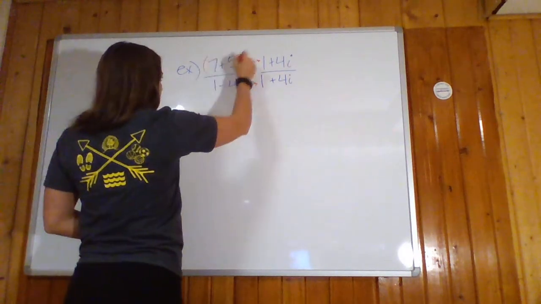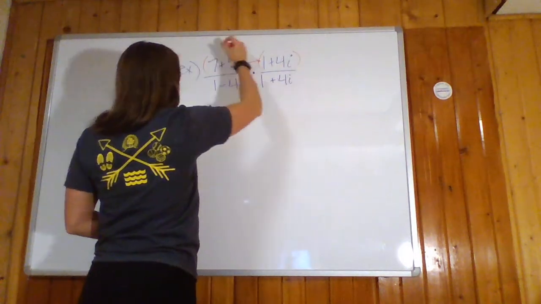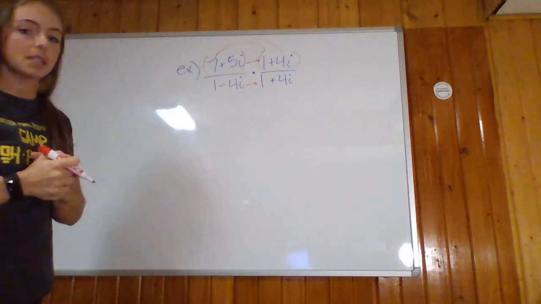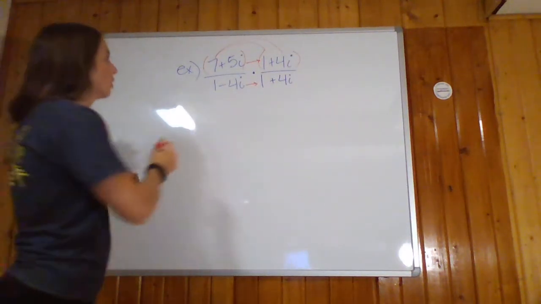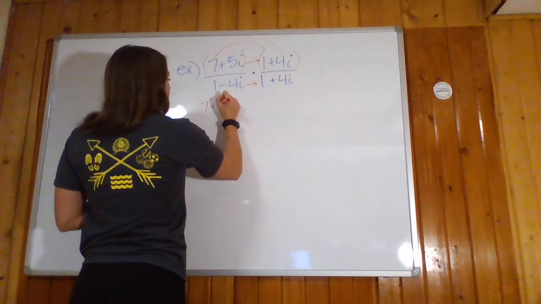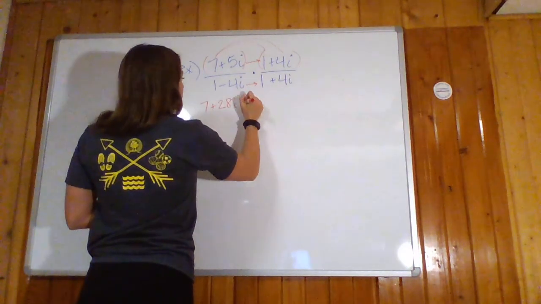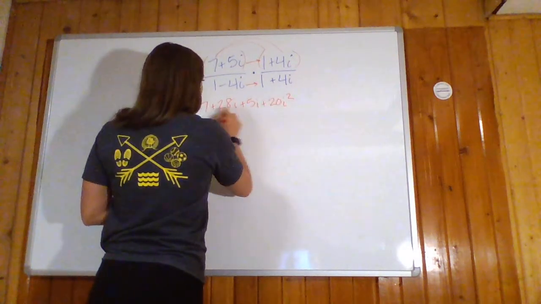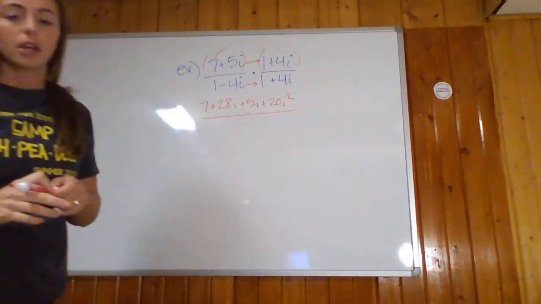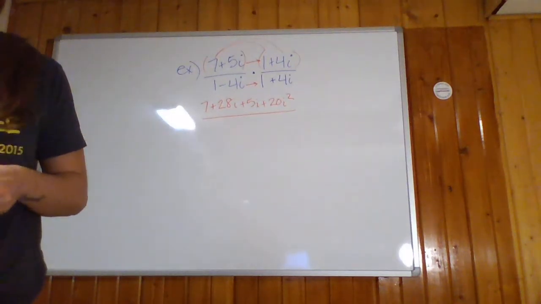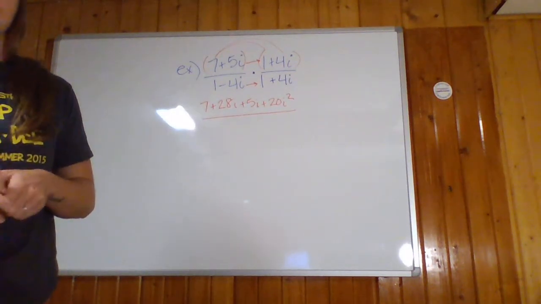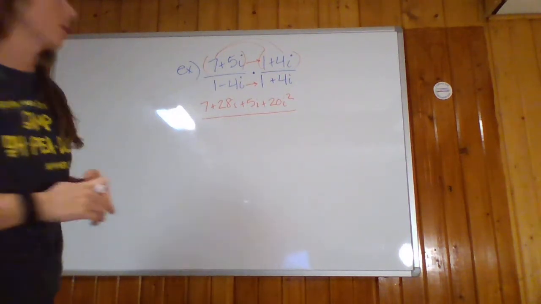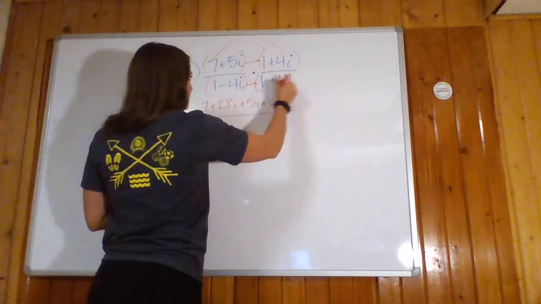Okay, so we binomial these up, 7 times 1, and I'm also going to have 7 times 4i. Okay, so if you're coming back, you should have 7 plus 28i plus 5i plus 20i squared. Then we're going to go down to our denominator and do the exact same thing.